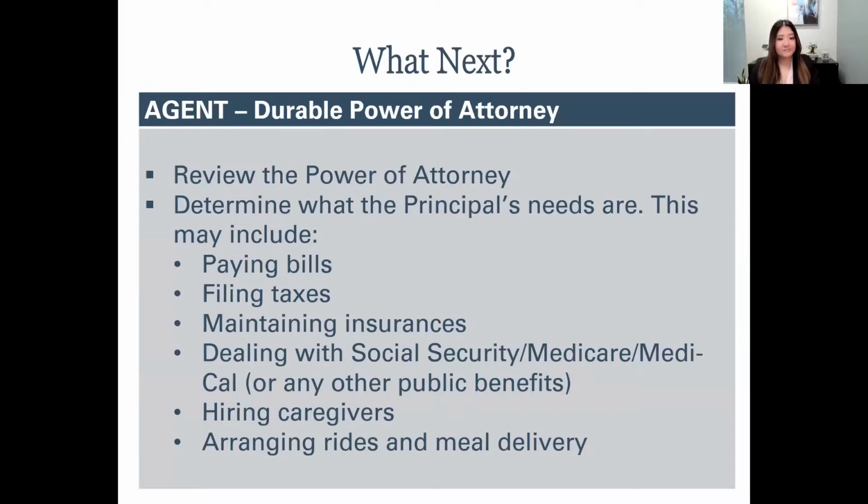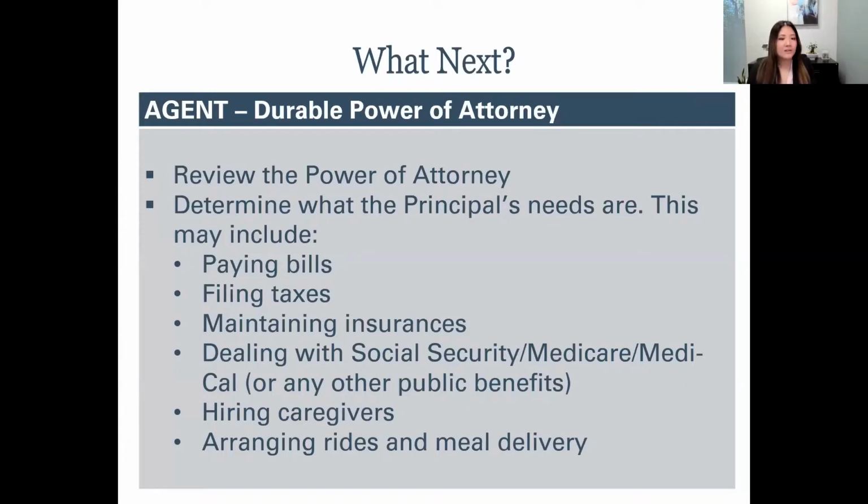However, let's say you are appointed as an agent either immediately or the triggering language has been satisfied and you've stepped in as the agent under the springing power. Then number one, you're going to want to review the power of attorney, see what authority you were given under that power of attorney, whether it's a standard statutory durable power of attorney or a more long form power of attorney. And you're going to really want to determine what the principal's needs are.